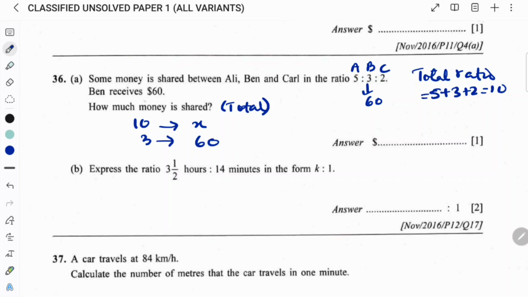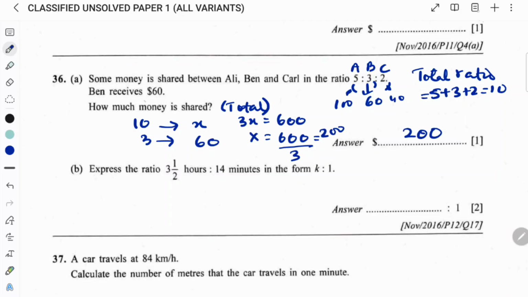Otherwise, 3 into 20, 5 into 20 and 2 into 20. You can also do directly that 5 into 20 will be 100 and 2 into 20 will be 40, and then you get the same answer. That will be 140, and in total you will get 200. Let's see. So 3x is equal to 10 into 60, which is 600. x equals 600 divided by 3, which is equal to 200. 200 is the answer for this question.